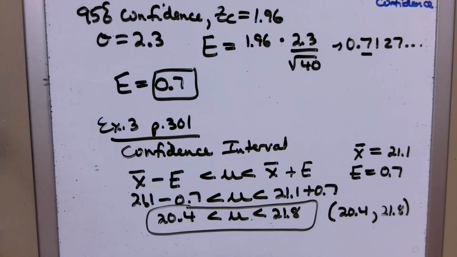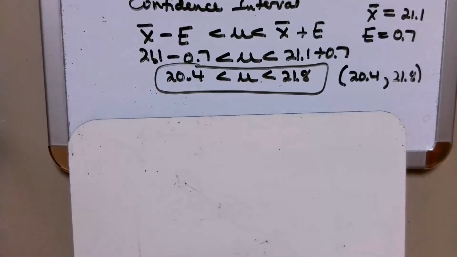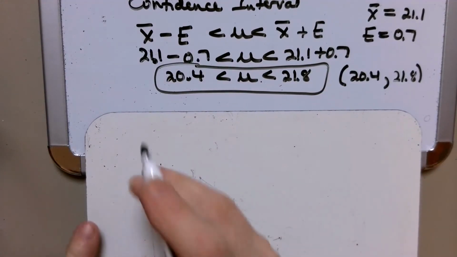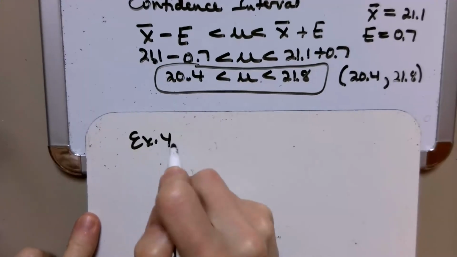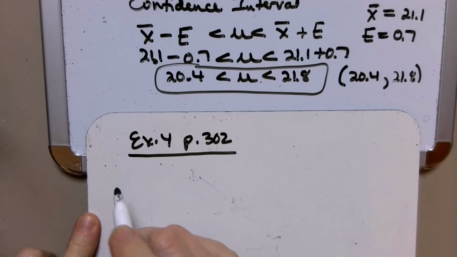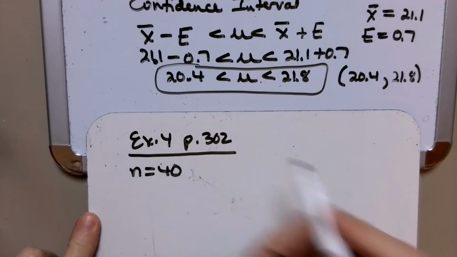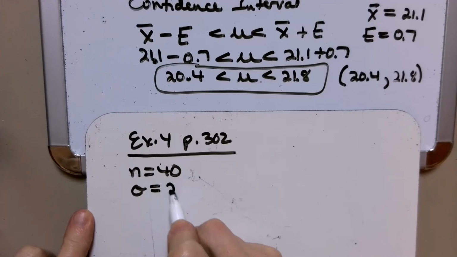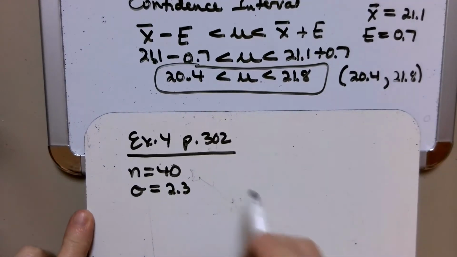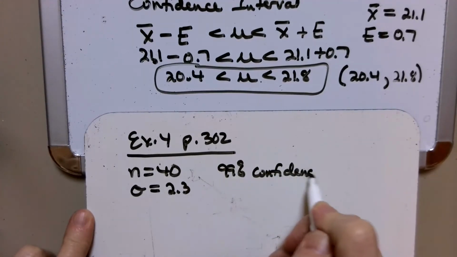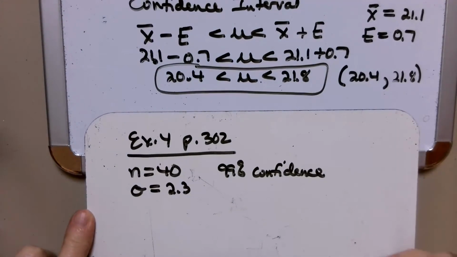Now if we go to example 4, it says take the same information from example 1 and now construct a 99% confidence interval for the mean number of hours spent by student athletes in that conference. So example 4, page 302. So now we want 99% confidence. Remember the sample size was 40. And remember they told us back in example 2, we kind of have to keep going back and looking for things here, that the standard deviation was 2.3, but now we want 99% confidence. To have more confidence, we're going to need a wider interval to have more certainty about our estimate.